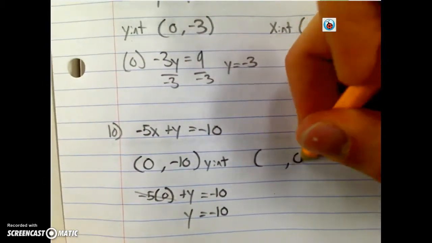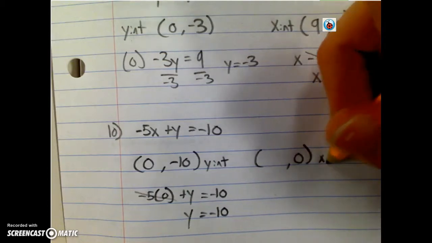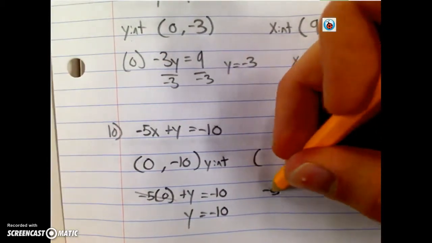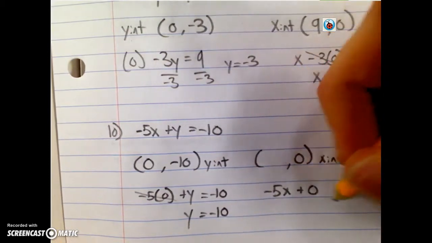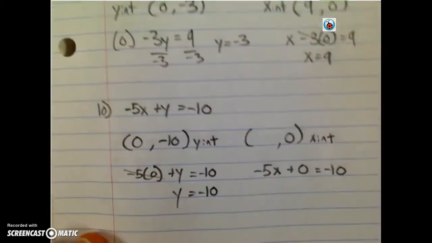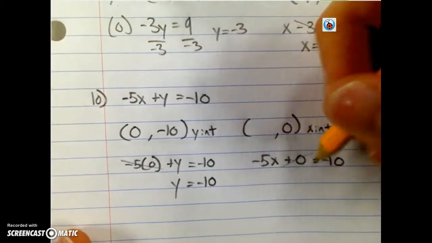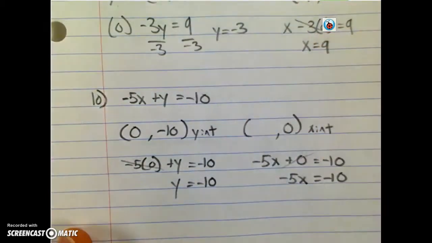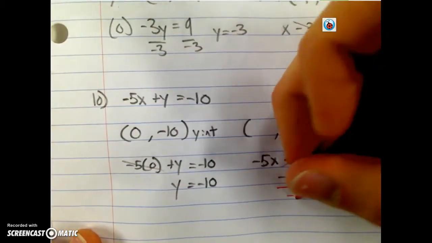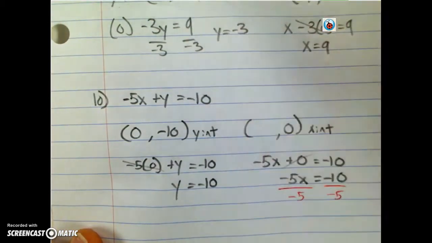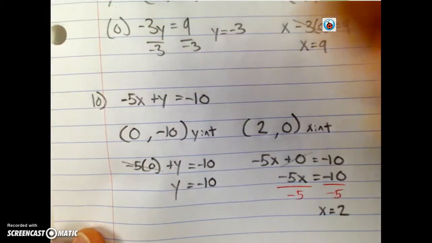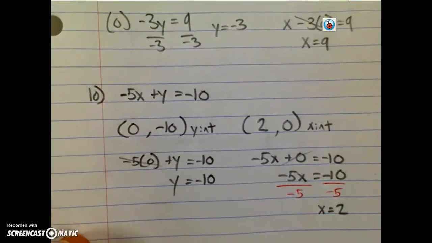Now to find my x-intercept, I know my y coordinate is going to be 0. So I'll go into that original equation. We get negative 5x plus 0 is equal to negative 10. So that takes me to negative 5x is equal to negative 10. Divide both sides by negative 5, and we get that x is equal to a positive 2. All right, so there's my two values.